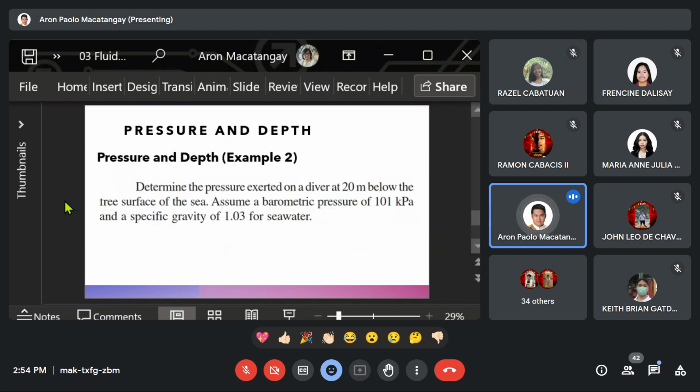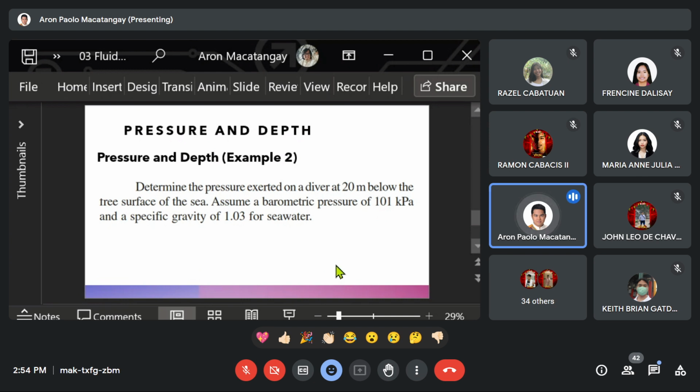Okay. So, example muna tayo for our last class activity. Okay? So, paano yung mga problems dyan? So, determine the pressure exerted on a diver 20 meters below the surface of the sea. So, assume a barometric pressure of 101 kilopascal and specific gravity of 1.03 for seawater. So, first assumption dito, remember, we will consider the diver as a point in the water.